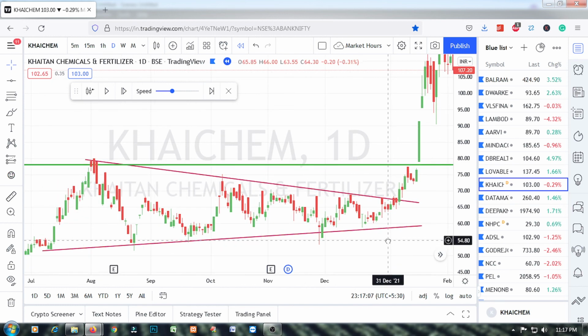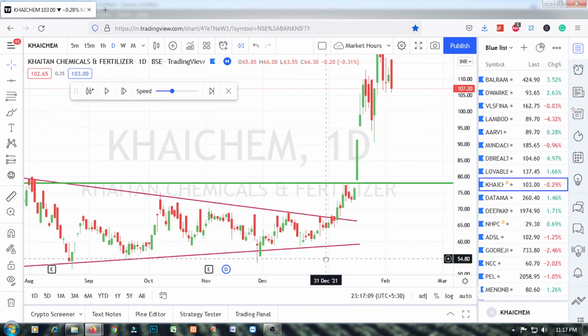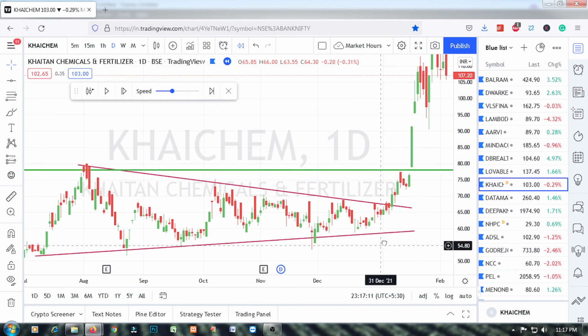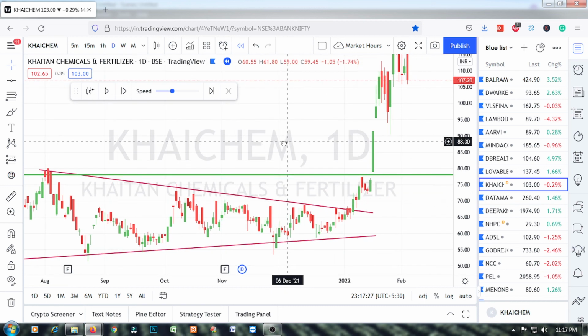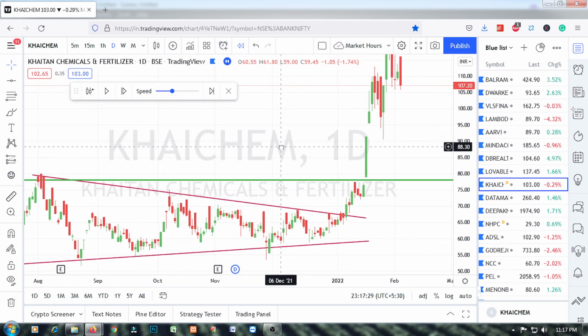You can get easily 15 to 20% returns in swing trading based on these simple patterns, like triangle patterns, flags, symmetrical patterns, or wedge patterns. Based on pure price action, you can earn 15 to 20% returns in a month.